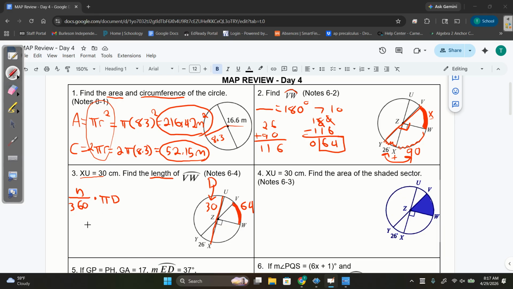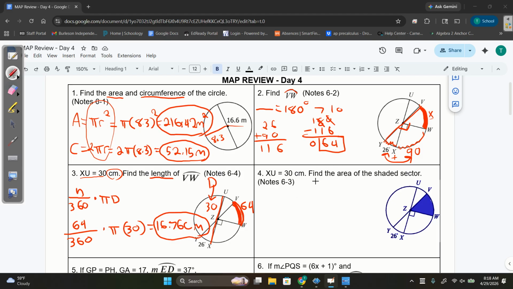Once we have everything, it's as simple as plug in and let the calculator do the work. N is 64 times pi, and then d is 30. When I plug this in, I get 16.76, and my unit is centimeters. So that means that this portion from here to here is 64 degrees, as well as 16.76 centimeters long, if I took it and I stretched it out to be straight.